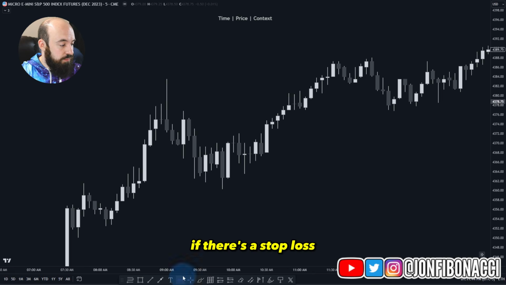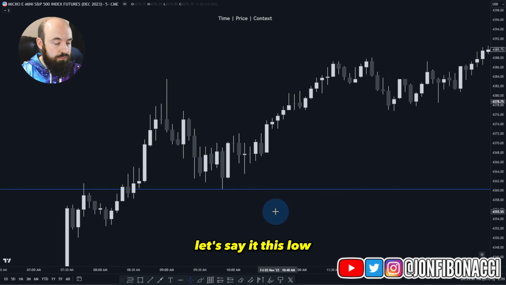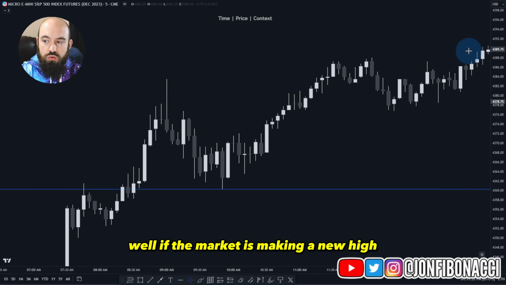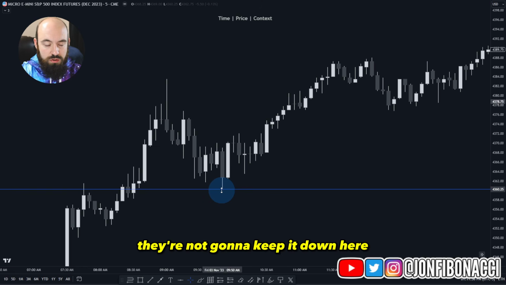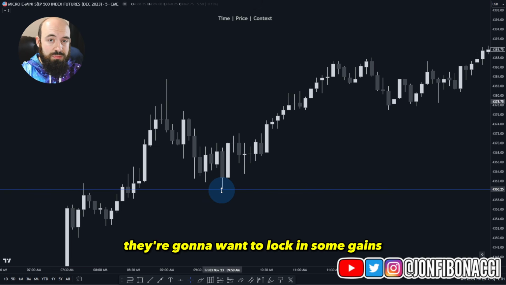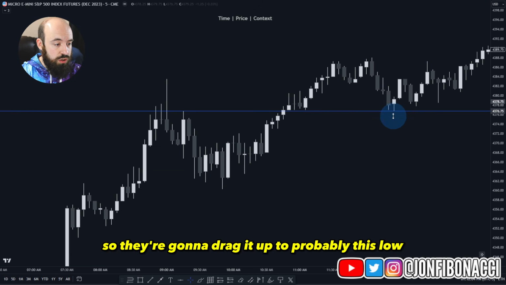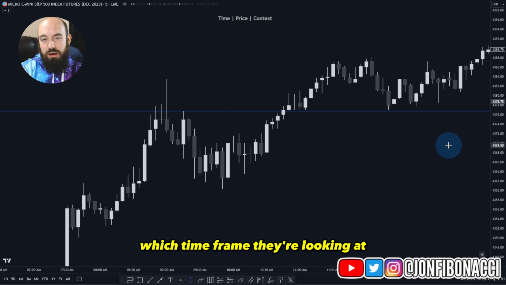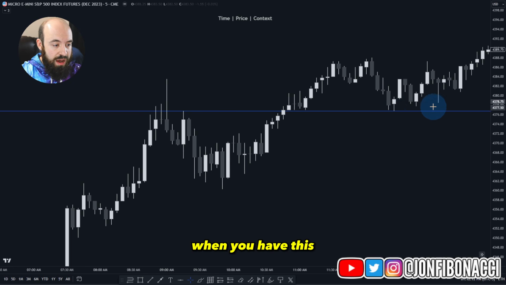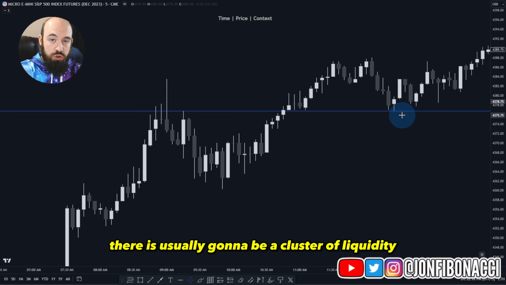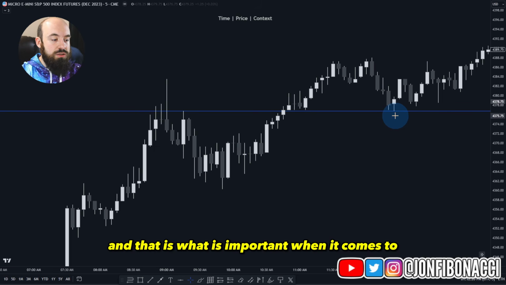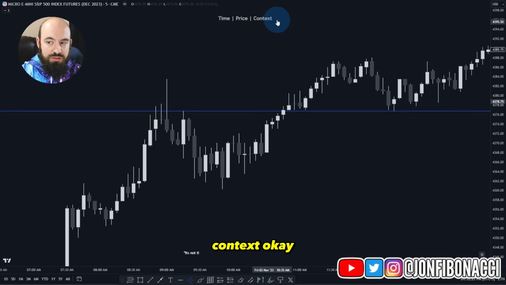So think about it. If there's a stop loss, let's say at this low down here, okay, trailing stop loss. Well, if the market is making a new high, what are these bots and what are traders doing with that stop loss? Well, they're not going to keep it down here. They're going to want to lock in some gains and protect from risk. So they're going to drag it up to probably this low or one of these in here, depending on which time frame they're looking at. But generally, when you have this, you have multiple lows here. There's usually going to be a cluster of liquidity right down here. And that is what is important when it comes to context.